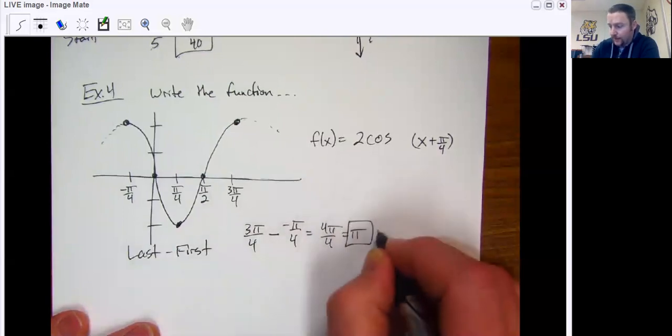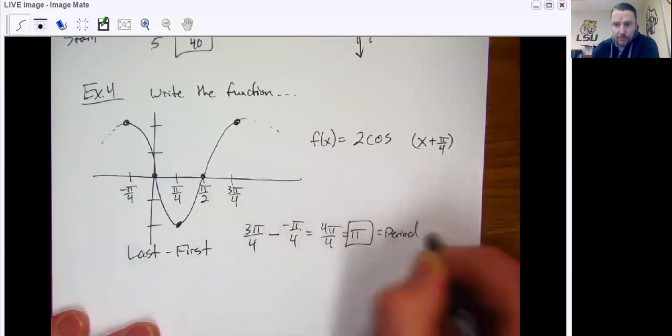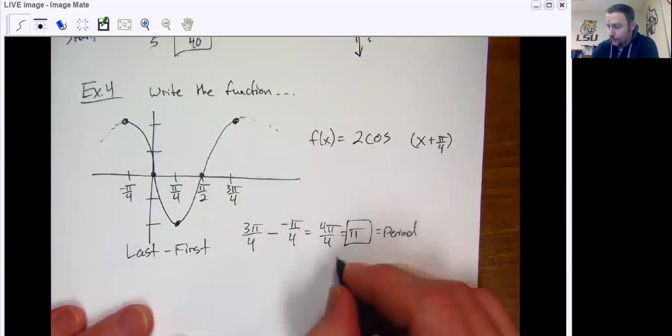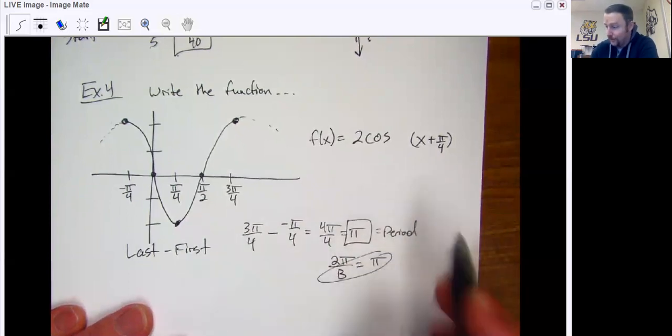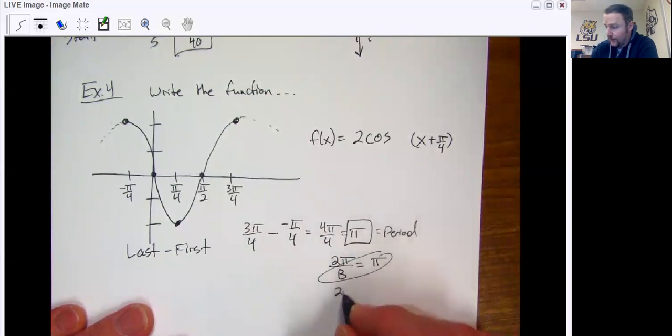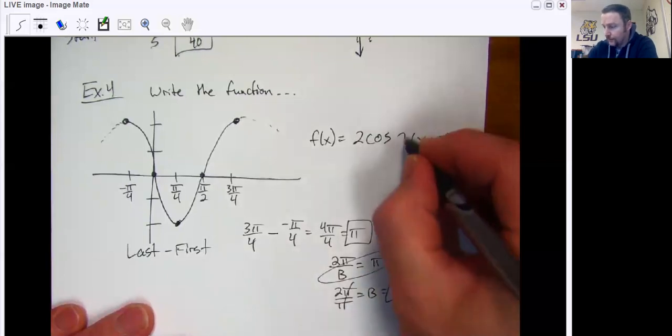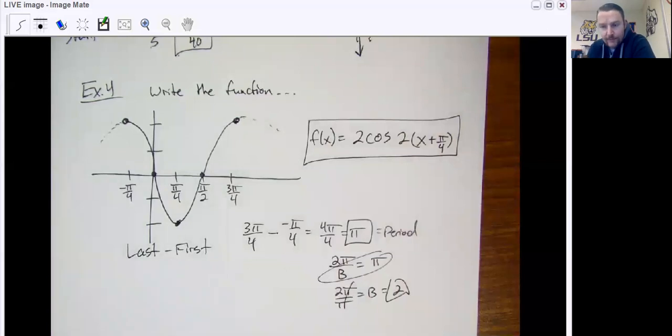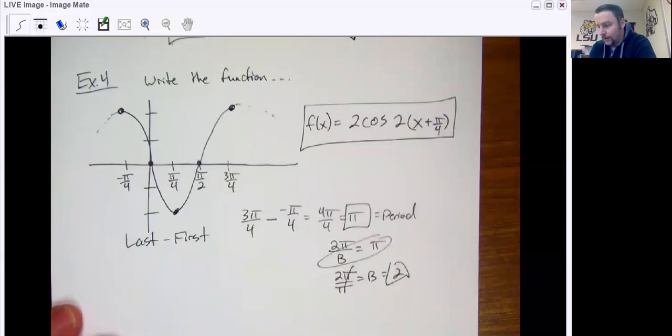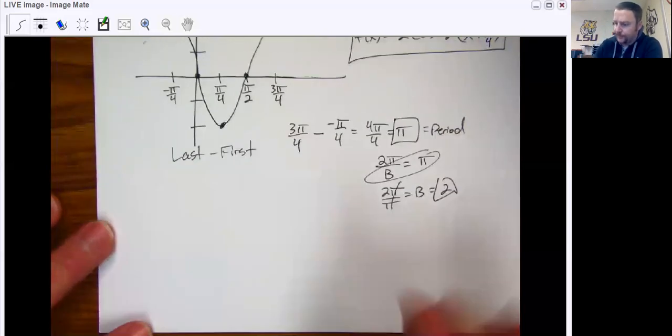There's my period, okay? But to figure out what B is, this is where you would set this equal to 2 pi over B. So if I did 2 pi over B equal to pi, and, just a shortcut, just like we've done before, if you just switch these you're going to have 2 pi over pi. So it looks like B is 2. There you go. Plug 2 up right there. You have written the function for this graph right there. Pretty straightforward.